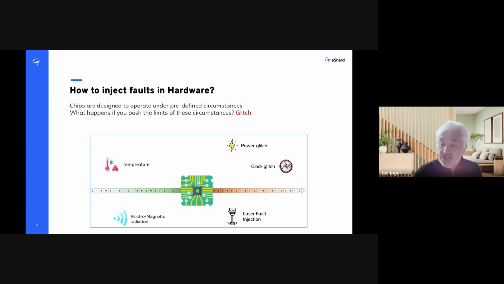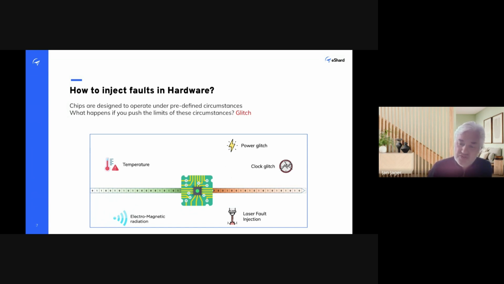Another one is clock glitching, where you can slow down or speed up the clock of the device. So basically, what you want to do is create some errors because instructions are performed too fast or too slow, and that would result in error behavior. Other techniques are electromagnetic radiation and laser voltage injection. For these you need somewhat more sophisticated equipment, but it's quite easy to do if you have the right equipment for it.